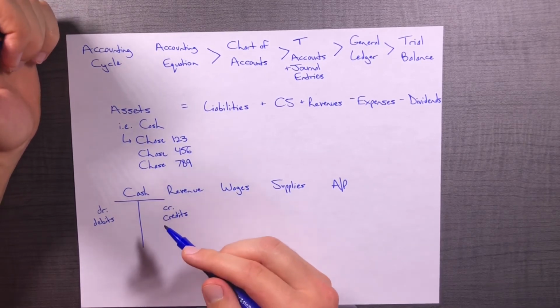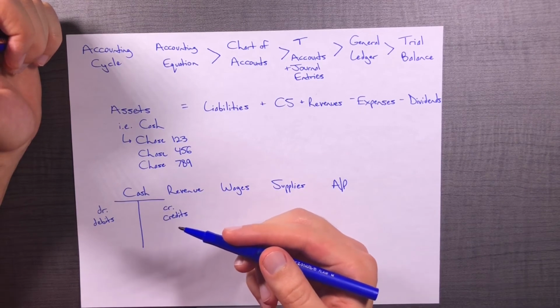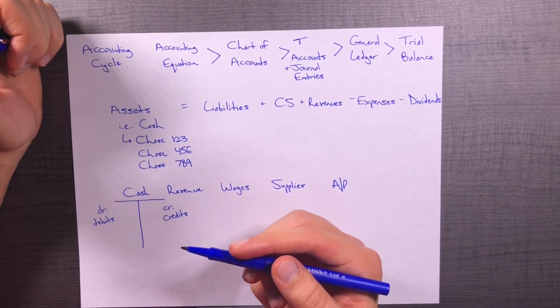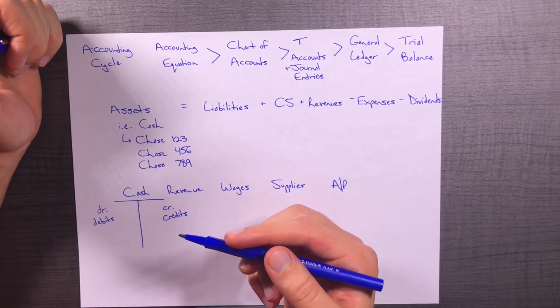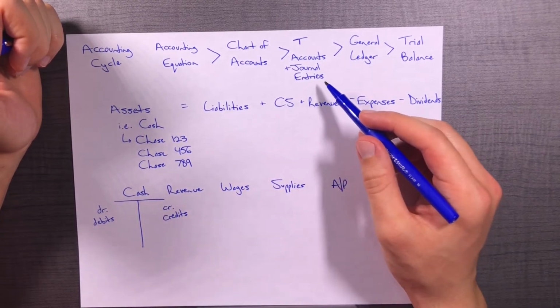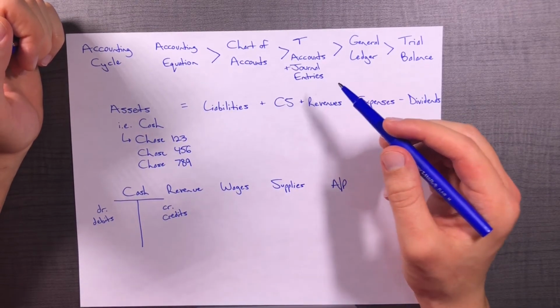At the end of the period, we can sum up the debits and credits in each account and determine what the ending balance is. With our base knowledge of T accounts, let's now take a look at the next step in the accounting cycle, and then we'll bring it all together using our example.